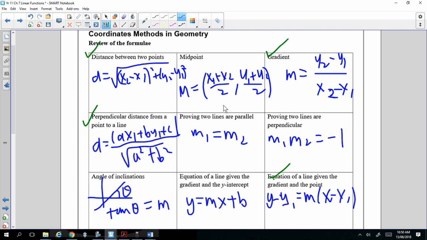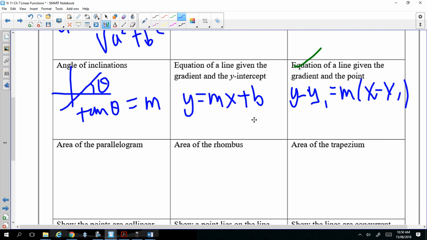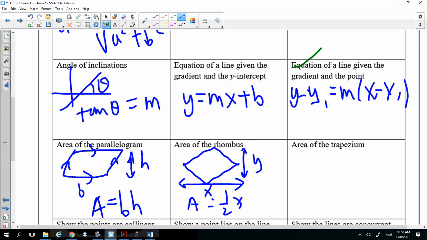Okay, good. Next one, area of the parallelogram. Hope you remember, because in this topic, they ask you to find the area of shapes. So if I draw a parallelogram, the area of it is the base times the perpendicular height, PH. Right? Perpendicular height. And the area of a rhombus is the length of the two diagonals multiplied together, so you get A equals half of xy. Right, that will be used in questions.